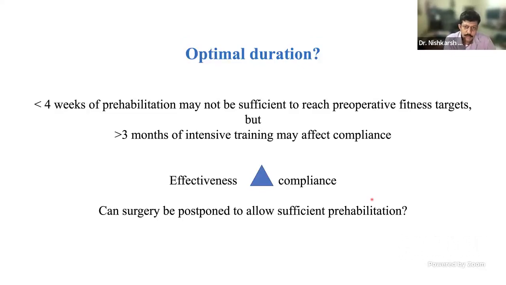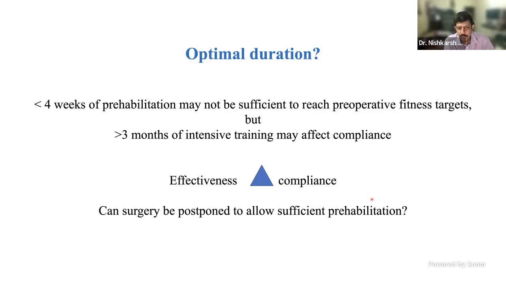Now, what is the optimal duration? Less than 4 weeks of prehabilitation may not be sufficient, mostly to reach preoperative fitness targets, but more than 3 months will have compliance issues. So between effectiveness and compliance, we have to balance a trade-off. And we also have to answer this important question: can surgery be postponed for that much more time? So there is no optimal duration for all patients.